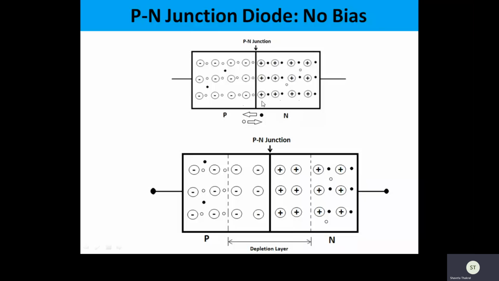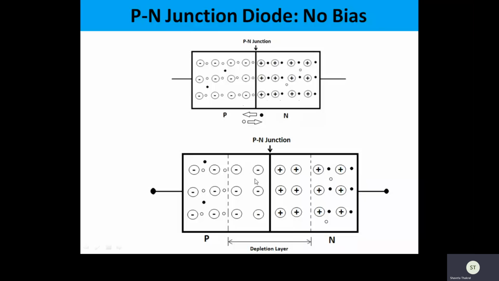Because of this diffusion process, the holes coming from left to right and the electrons coming from right to left will start recombining near the junction. So when holes coming from the p side to the n side and the electrons coming from the n side to the p side start recombining, obviously the area near the junction becomes neutral, because after recombining holes and electrons, we can see here only immobile ions are left out.